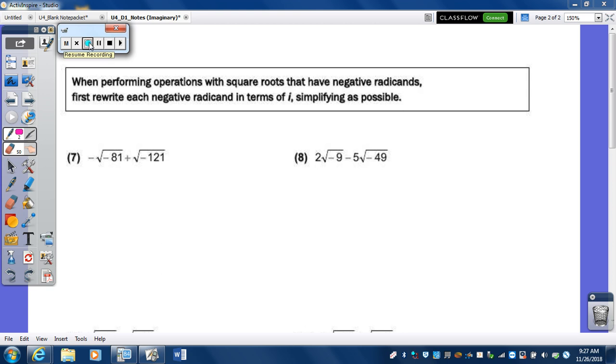So when performing operations with square roots that have negative radicals, first rewrite each negative radicand in terms of I, and then you simplify if possible. So that's the very important first step. You always have to first rewrite it in terms of I, and then you can actually go ahead and perform the operation to it. So looking at this first one, we got negative square root of -81 plus the square root of -121.